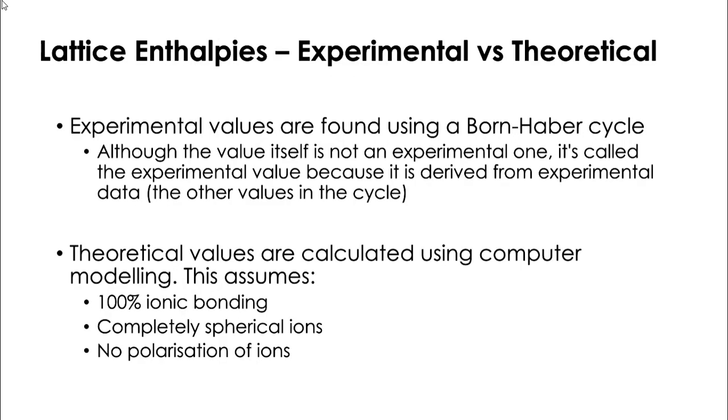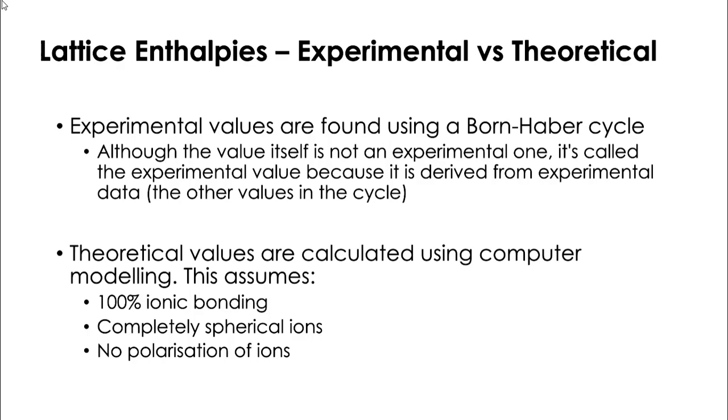So there's something called the experimental lattice enthalpy, which is what we find from a Born-Haber cycle, and something called the theoretical lattice enthalpy. We need to talk about the differences between the two. Experimental values are those found using a Born-Haber cycle. People quite often find it confusing that they're called experimental values, because we tend to think of an experimental value as one where we've actually gone into a lab, done an experiment, and measured it. That's not what we're doing here. We're using a Born-Haber cycle to find that lattice enthalpy value.